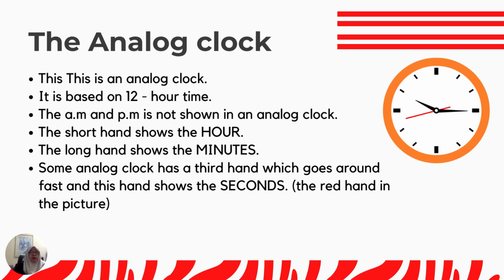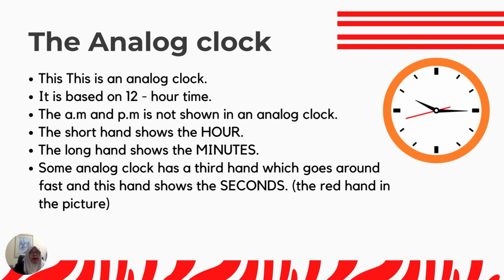So the short hand here that you can see is showing the hour. Okay, so here it is at 10 p.m., 10 o'clock. So the hour is at 10. Now the long hand shows the minutes, and the long hand is on the right hand side. And then you can see there's the red hand. Okay, so in some analog clocks, they do have the third hand, which goes around quite fast, and this hand shows the seconds.